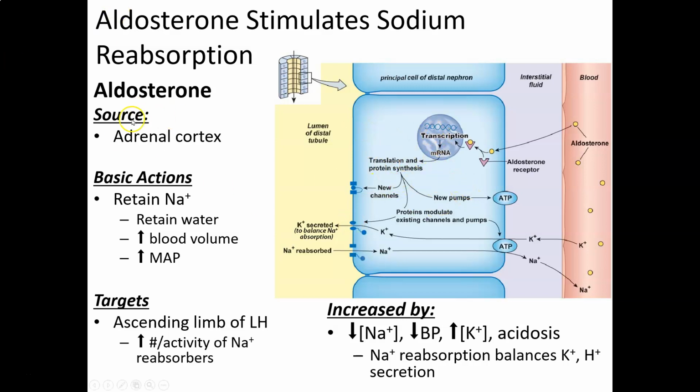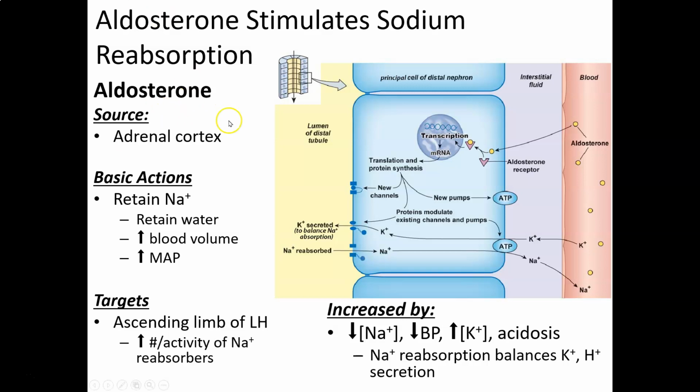Aldosterone is made in the adrenal cortex. So if you look here, you see the adrenal cortex. The adrenal gland has two basic layers, an outer layer called a cortex and the inner layer called the medulla. You might remember from your anatomy course, you might have discussed the three layers of the adrenal cortex, the zona glomerulosa, fasciculata, and reticularis. The aldosterone is made in the outer one, in the glomerulosa.